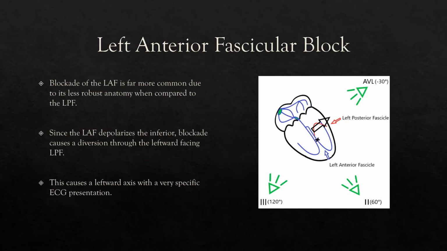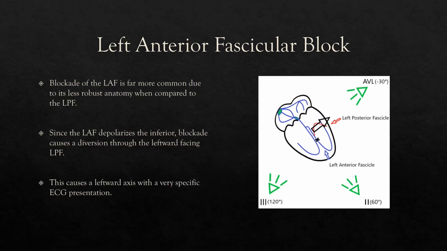All right, so left anterior fascicular block. So as I said, you can see here on my little drawing, we have the anterior fascicle is blocked. So if the anterior fascicle is responsible for that downward and anterior flow, it directs all the flow of the left ventricle leftward, and so that's going to give us a left axis deviation.